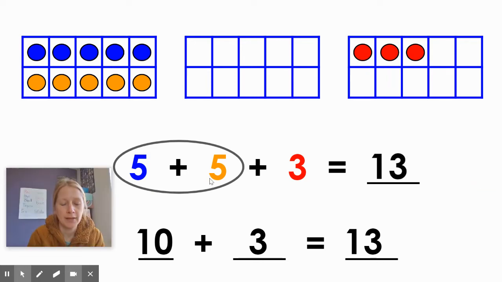And 5 plus 5 plus 3 equals 13. What I did is I just took my equation that had three numbers. I combined the two, 5 plus 5, because I know that those equal 10, right? And I made 10, and then I added my third number to get 13.